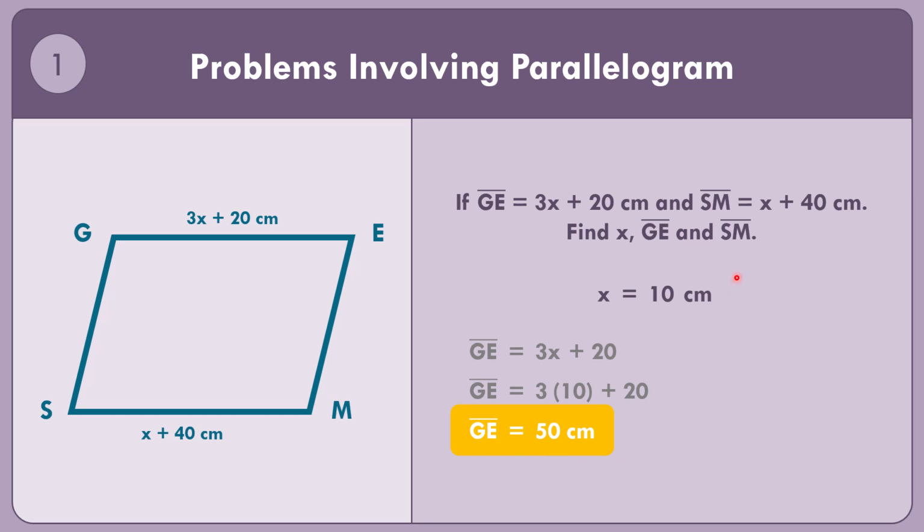How about the value of segment SM? Segment SM is equal to x plus 40. Let us replace the value of x by 10. So segment SM is equal to 10 plus 40, and the answer is equal to 50 centimeters. As you can see, segment GE is congruent to segment SM. If the value of segment GE is 50 centimeters, you no longer need to solve, since the value of segment SM is also equal to 50 centimeters.